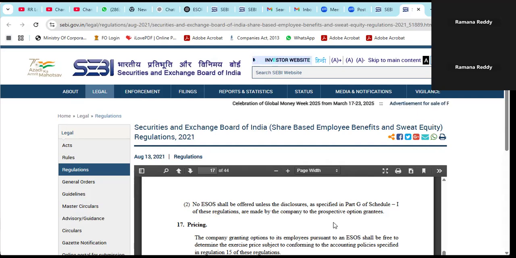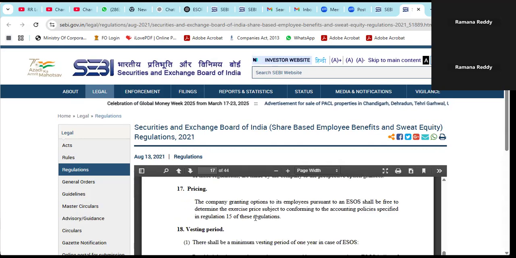No ESOP, employee stock option scheme, shall be offered unless the disclosures are made. In the scheme itself we have given what disclosures are required, and when we give the grant letter to the employee, we have to give complete disclosures. That is what this is talking about: the disclosures and pricing. The company granting options to employees pursuant to the employee stock option scheme shall be free to determine the exercise price. This is a predetermined price. How will the price be decided? The company can freely determine the exercise price, subject to conforming to accounting policies.